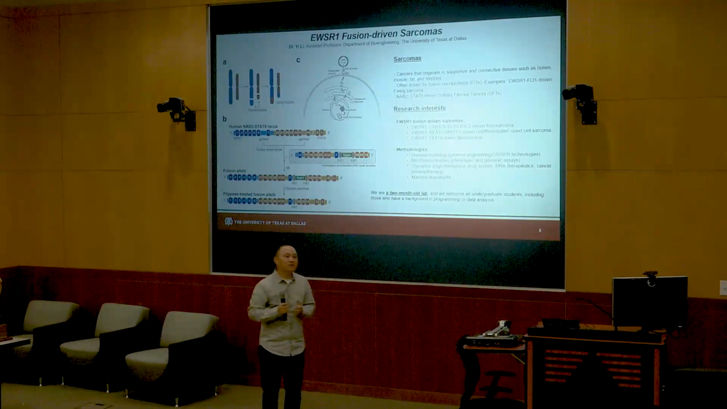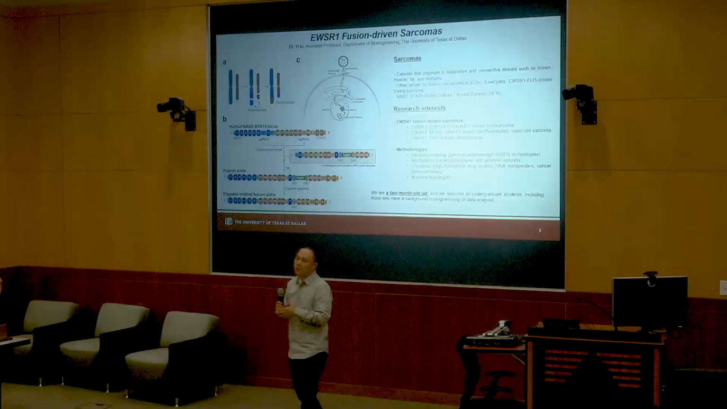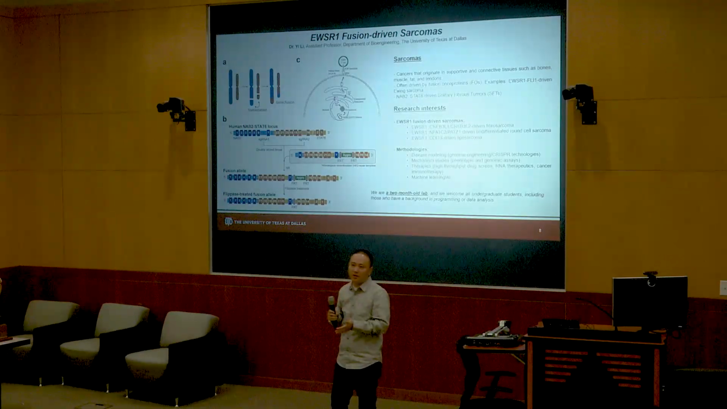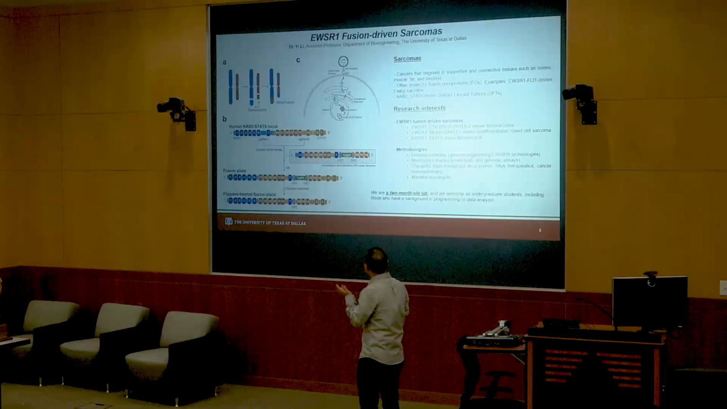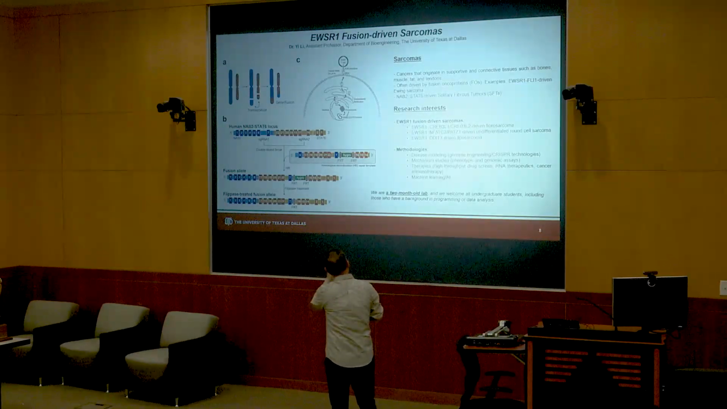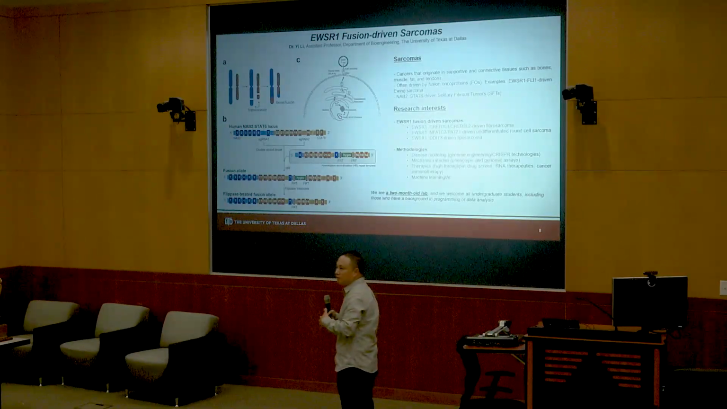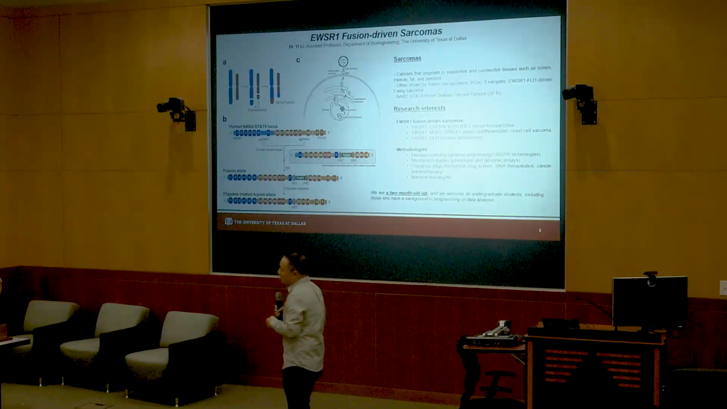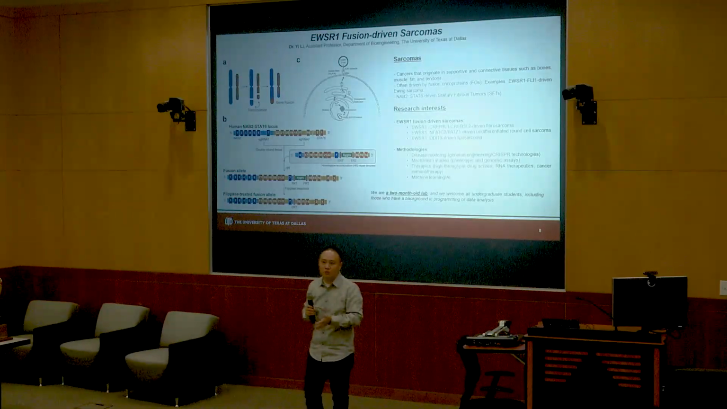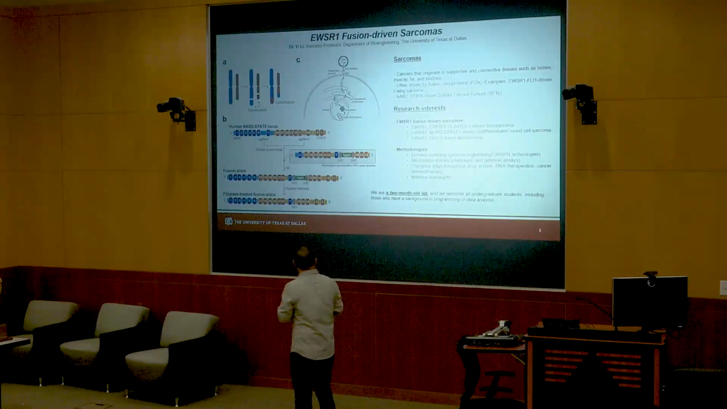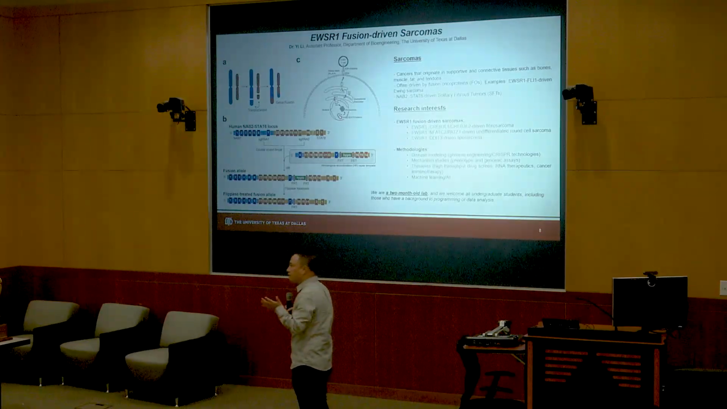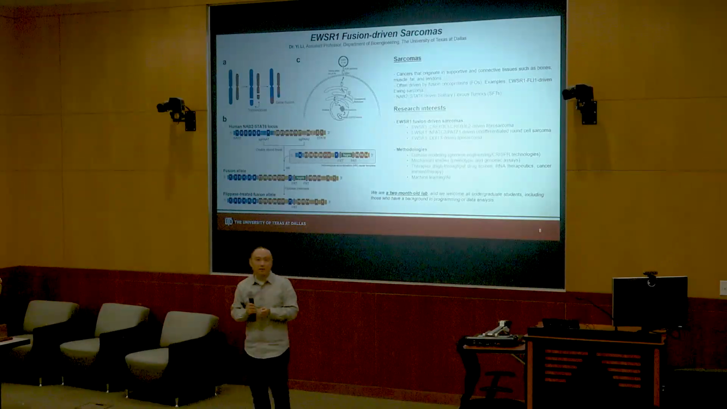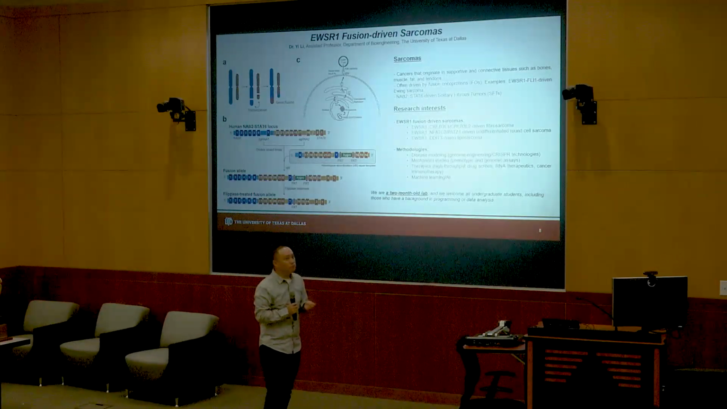So the sarcomas are quite different from most other common cancers that you may have heard about, like colon cancer or lung cancer, in at least two different ways. Number one, you can see here, instead of skin or epithelial cells, sarcomas originate from connective tissues such as bones and muscles.